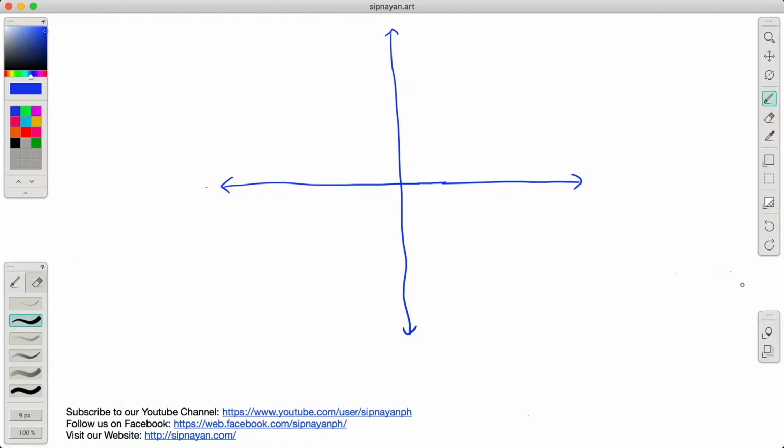But before natin i-discuss yung mga yan, pag-aralan muna natin or maybe review a bit about the Cartesian plane. Yung Cartesian plane ay napaka-importanteng invention, or tinatawag na Cartesian coordinate system. Now, the Cartesian plane was named after René Descartes. Siya ay French mathematician.